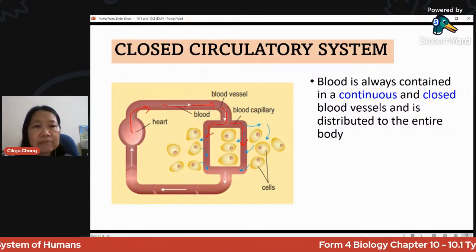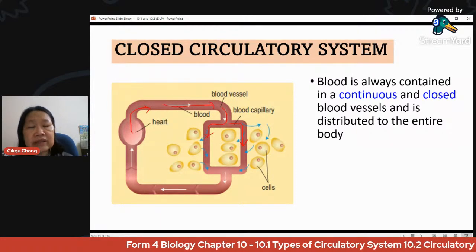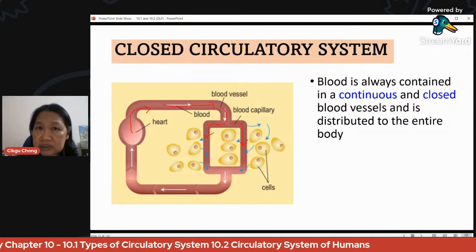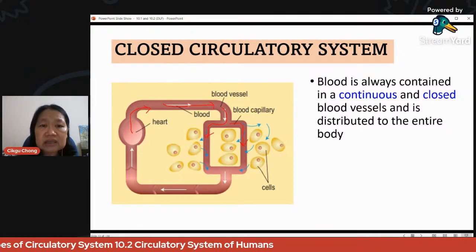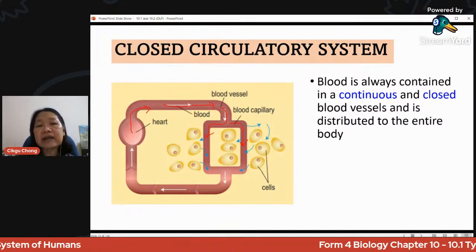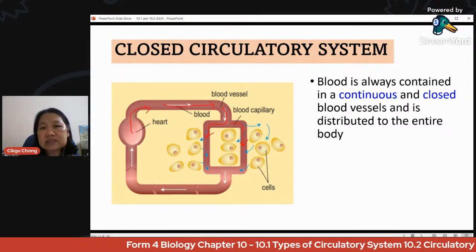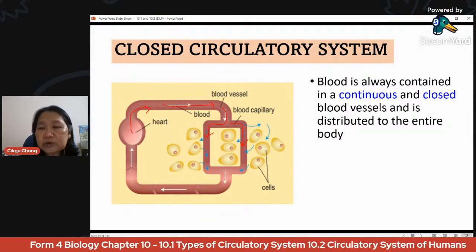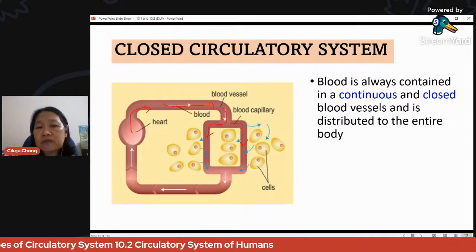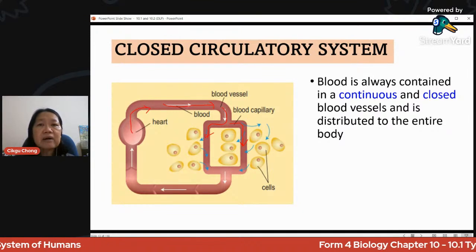The blood does not come into direct contact with the body cells. In that case, how to deliver oxygen and all that? How to deliver the substances that the cell needs? It doesn't have to come out to the body cells. We have something called diffusion. The substances diffuse out. The oxygen diffuses out, and the waste material diffuses into the blood vessel. So this blood is always contained in a continuous and closed blood vessel. So it's not open. The blood does not flow out. If it flows out, that means there's something wrong. Your blood vessels are damaged. They are ruptured.